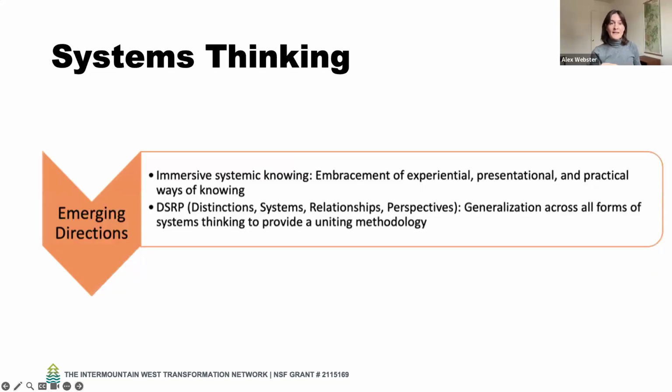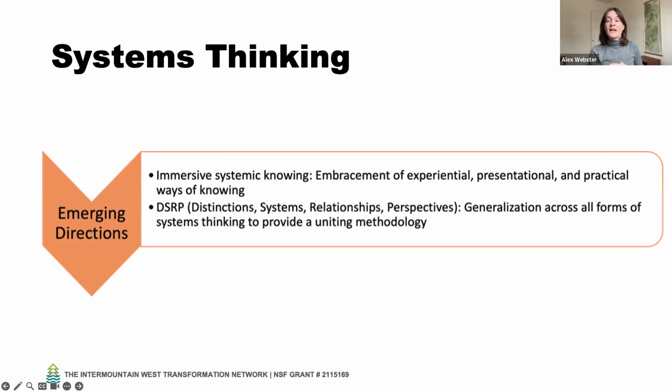And then finally, the fourth wave, or emerging directions, they have two categories. One is this emerging idea that we really need to move beyond rational analysis. I'm saying this, it's emerging in systems thinking literature. Obviously, this is an idea that has been happening in other fields for a long time, but we're figuring out ways to do this in a systems thinking framework and to embrace more experiential, presentational, and practical ways of knowing and how to incorporate that kind of information.